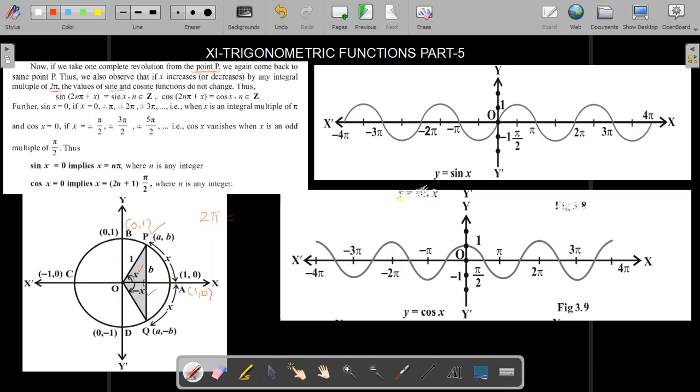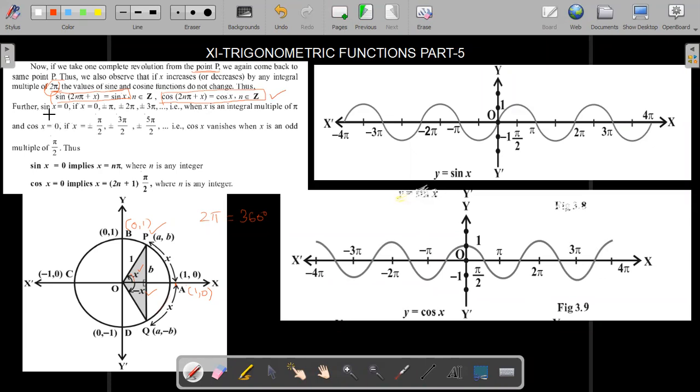That's why this angle is x, and when this point is moving below like this, then it is a negative angle. 2 pi means 360 degrees. So if it moves 360 degrees, it will come to the same point. That means for an integral multiple of 2 pi, sine 2n pi plus x will be sine x, and cos 2n pi plus x will be cos x, because both will come in the first quadrant, as we discussed before.